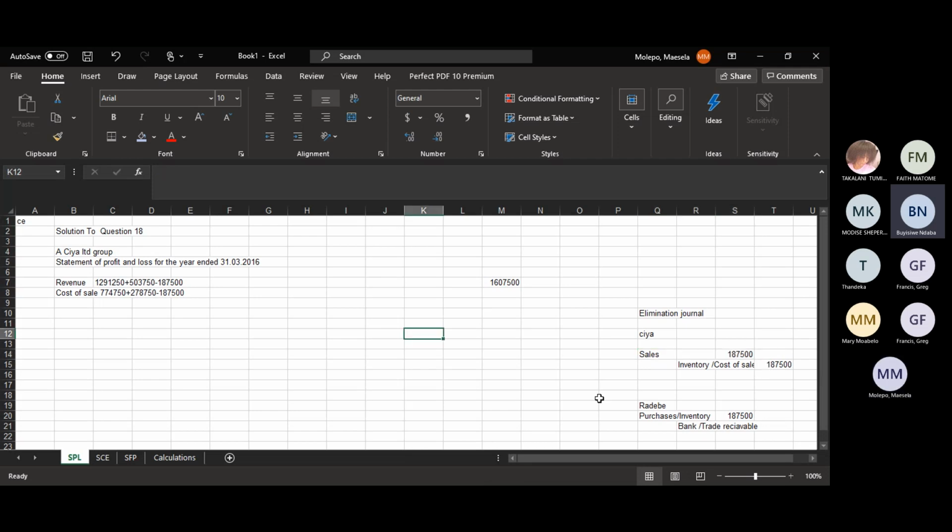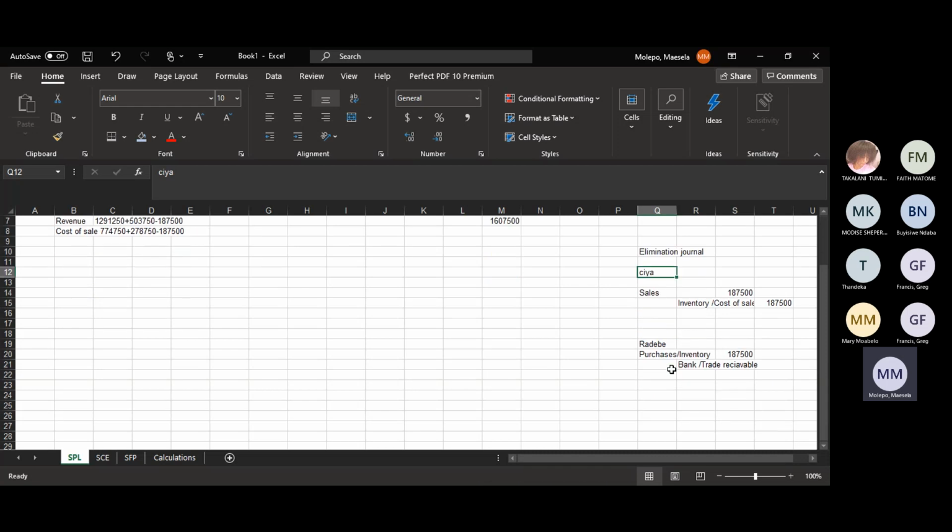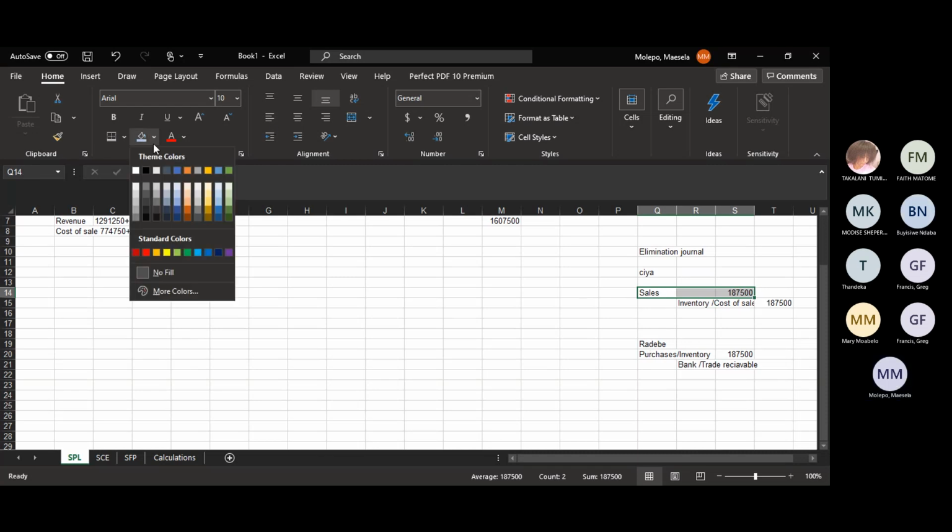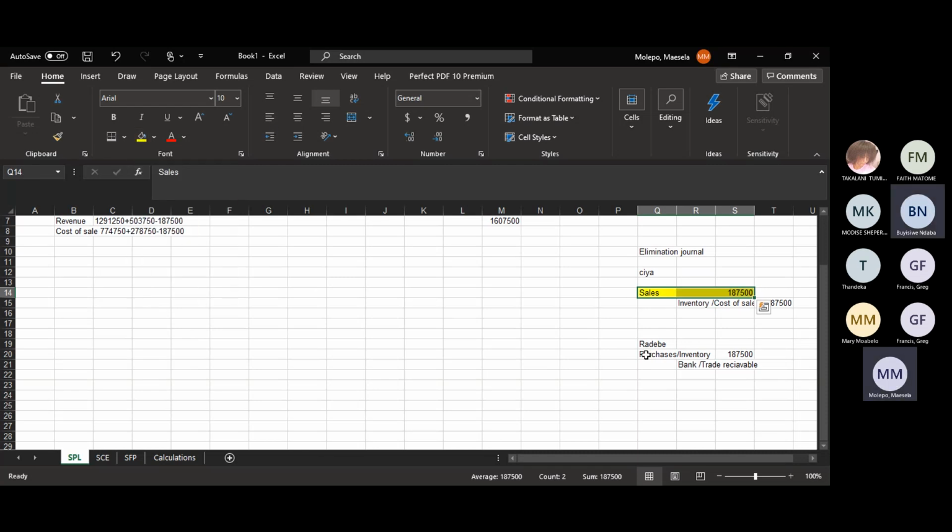Sorry. So we've got sales of 187 on SIA, and on the other side, Hadebe is purchasing this 187. So this needs to be eliminated. We are going to eliminate these two things. This is their intra-group, so we eliminate this.